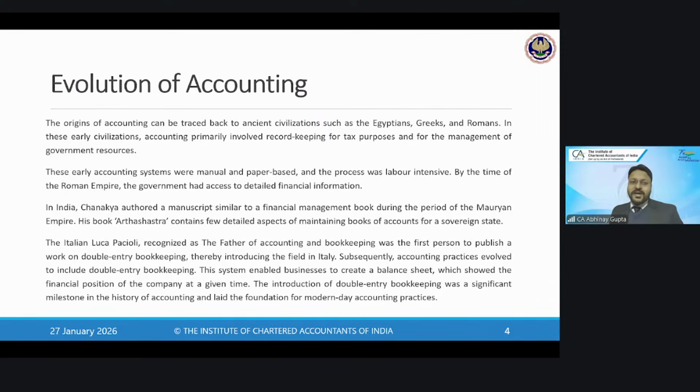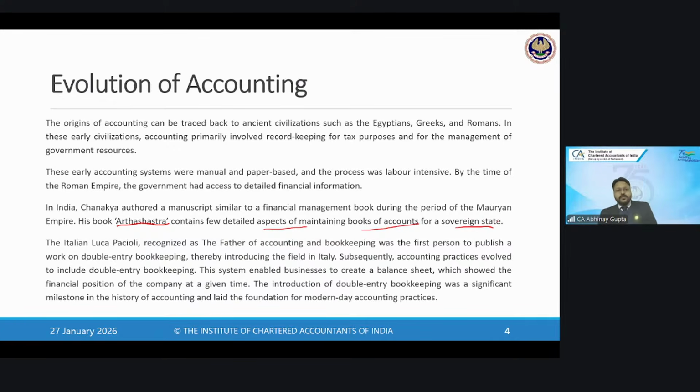Hmm. So have you ever heard of Chanakya? Who was Chanakya? Yeah, Chanakya, he wrote the Arthashastra. Yeah. So in India, Chanakya was the person who wrote a book named Arthashastra, which contained a few detailed aspects about maintaining the books of accounts for the sovereign state, right?